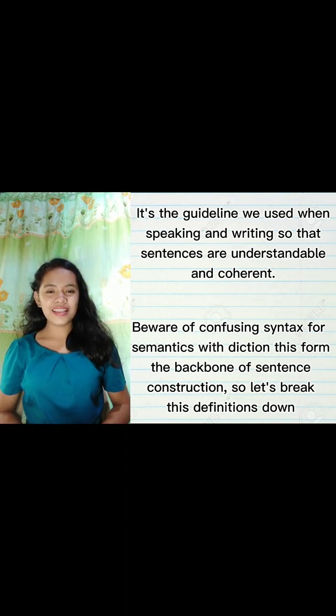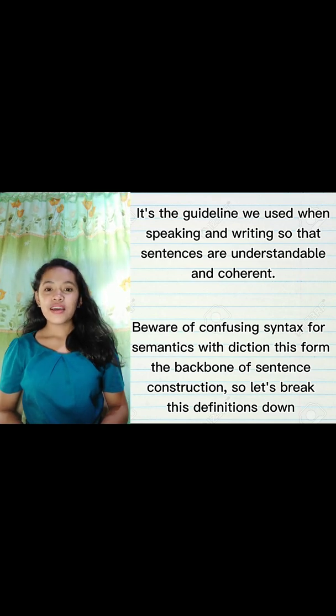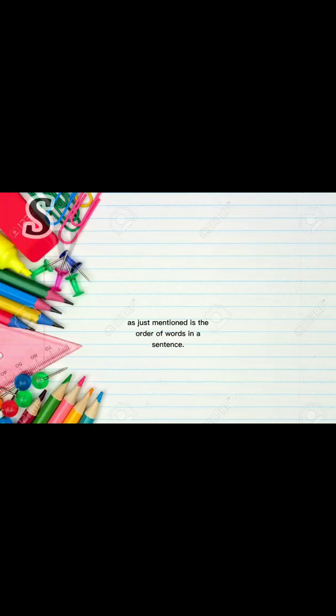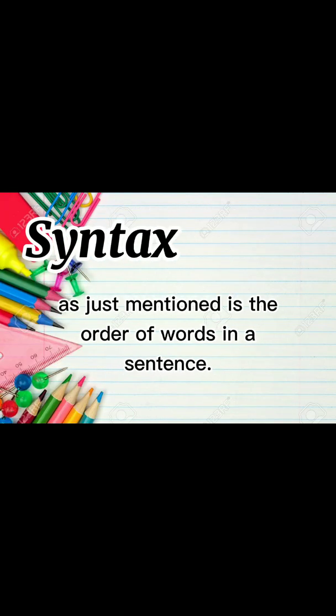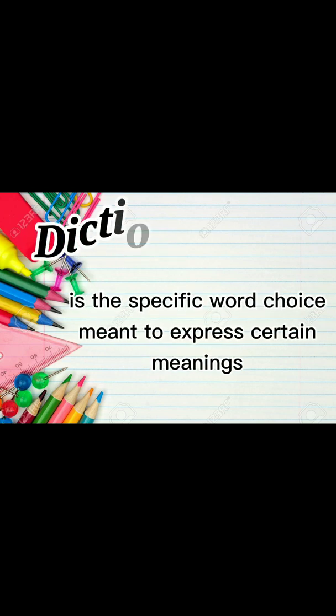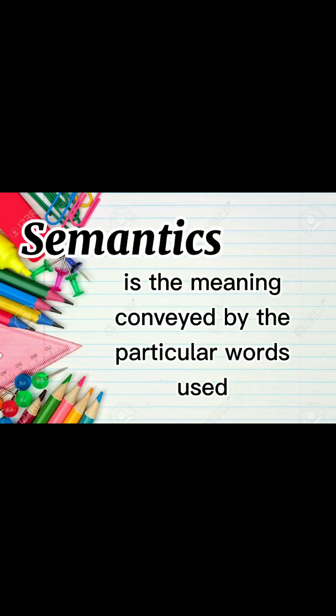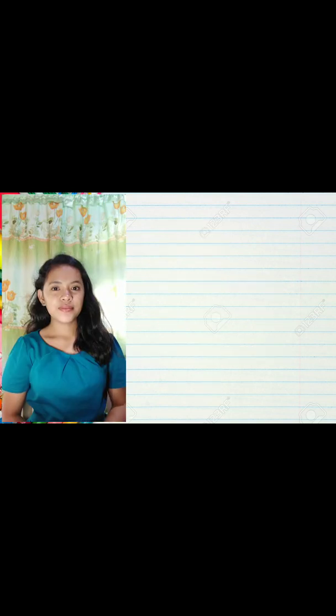Beware of confusing syntax with semantics or diction. These form the backbone of sentence construction, so let's break these definitions down. Syntax, as just mentioned, is the order of words in a sentence. Diction is the specific word choice meant to express certain meanings. Semantics is the meaning conveyed by the particular words used. We'll be focusing on syntax in this video.